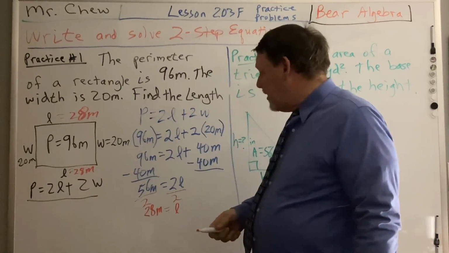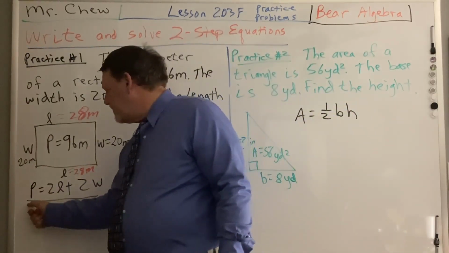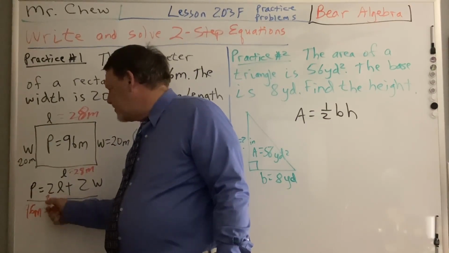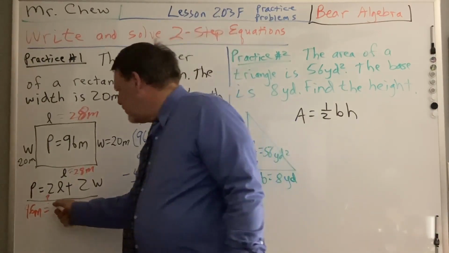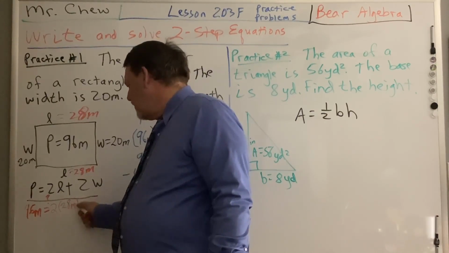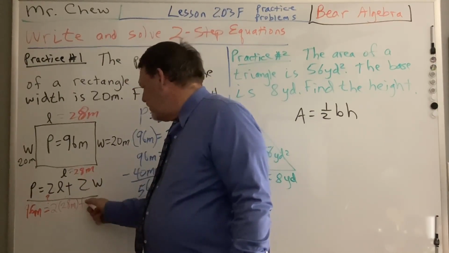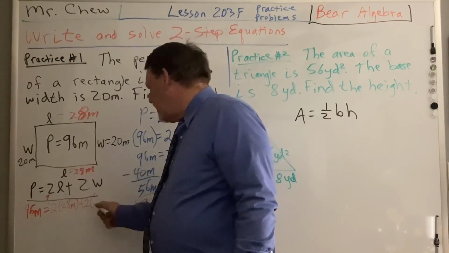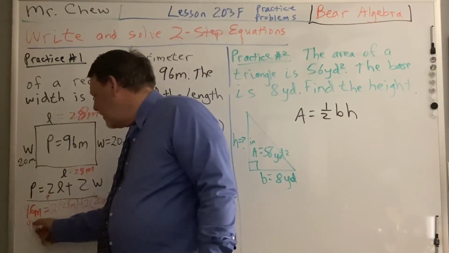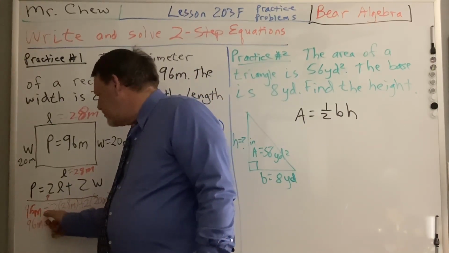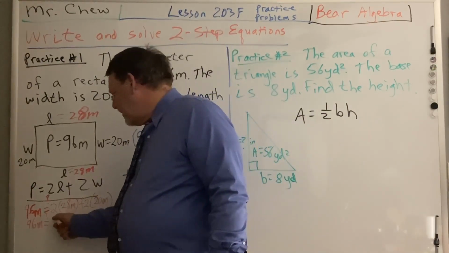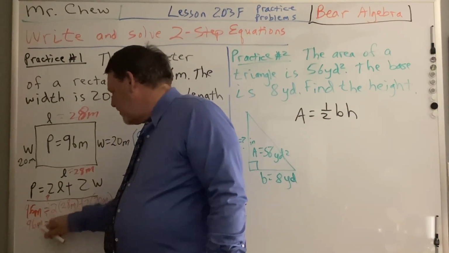And you said, well, how do we check it? Well, you substitute here. So I have 96 meters equals, with a question mark above it, 2 times my length, which is 28 meters, plus 2 times a W, I'm using my substitution property, 20 meters. Now I'm going to do the order of operations. You do that when you're checking. So you multiply before you add. 2 times 28 is 56 meters.